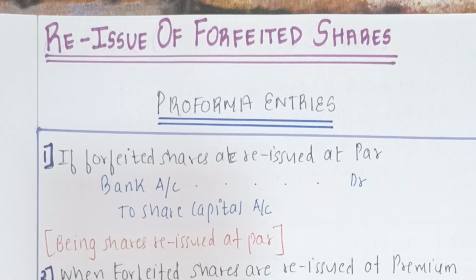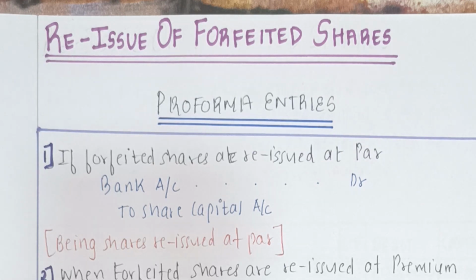The board of directors of the company decides the price of the reissue. These shares can be reissued at par, at premium, or at discount. But generally these shares are reissued at a discount, that is, at a price which is less than the nominal value. The amount of discount allowed at the time of reissue should in no case be more than the amount which was forfeited on such shares.